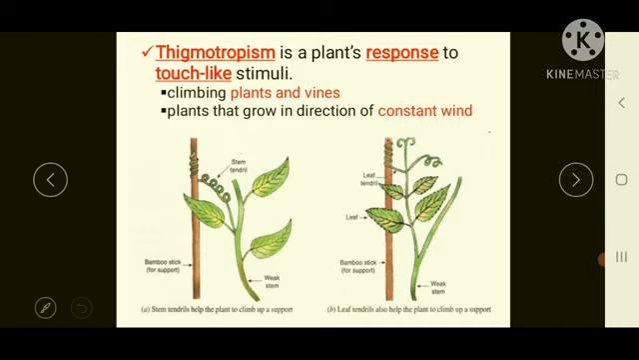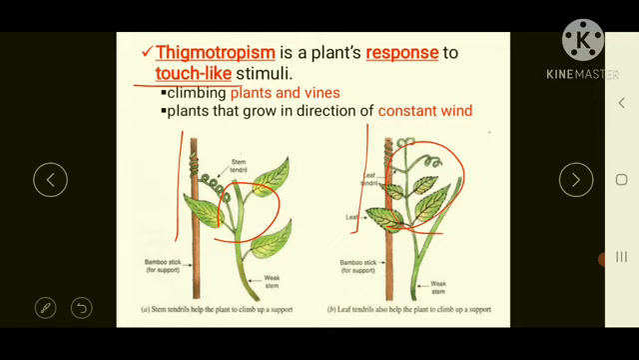The other tropism is thigmotropism. Thigmotropism is the response of the plant to touch-like stimuli. Touch-like stimuli means here there is a stick, and the plant has a leaf tendril and a stem tendril. This is the stem tendril and this is the leaf tendril.